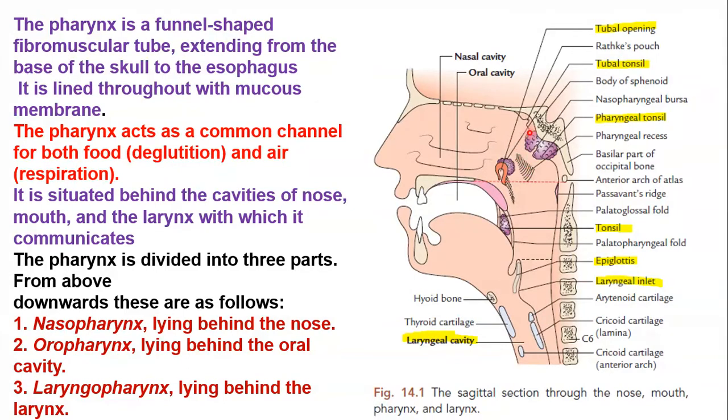Now we are going to discuss the tonsils. The tonsils are present in this nasopharynx. In the roof, this one is known as the pharyngeal tonsil, while this is the auditory tube. Near the auditory opening of the auditory tube, this tonsil is known as the tubal tonsils. Tubal tonsils are two in number because the auditory tubes are two in number, while the pharyngeal tonsil is present only in the roof, so it is single in number.